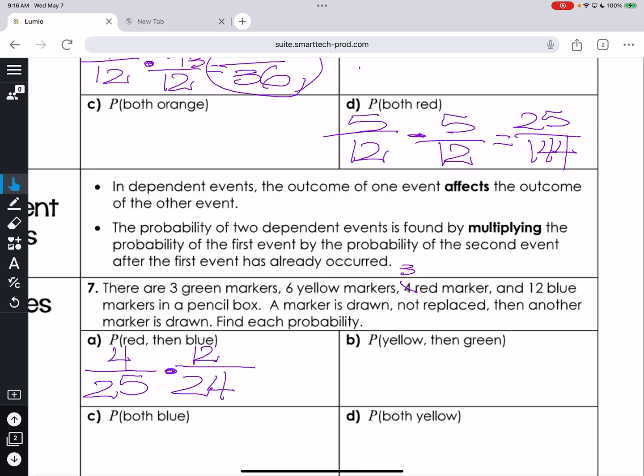So what is our answer for this? Simplify all around. 12 over 24, which is 1/2. So 4 times 1 is 4. Oh, we can simplify again. 2/25.